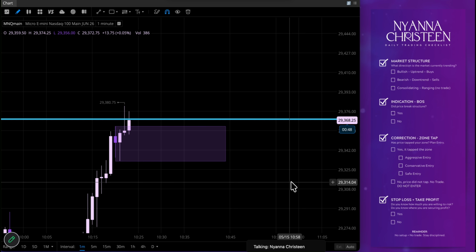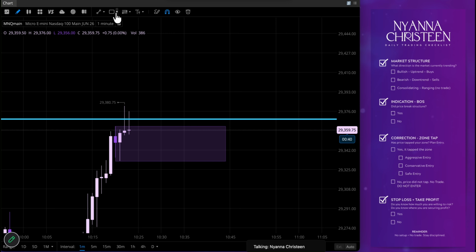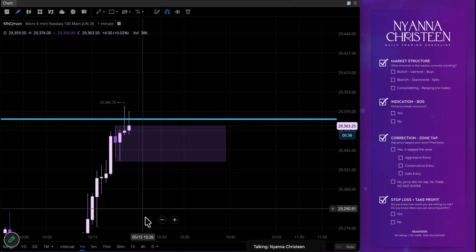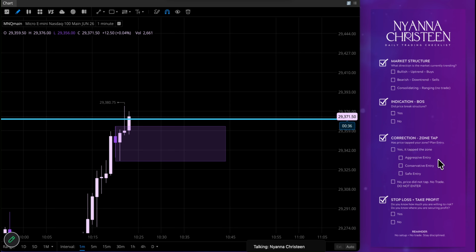Okay, did you put in the number of contracts? Yeah. Okay. I'm going to tell you when I enter. I don't like that it closed in the zone, so I'm trying to wait for it to close outside the zone. But if it goes too far, I'm not going to do it.